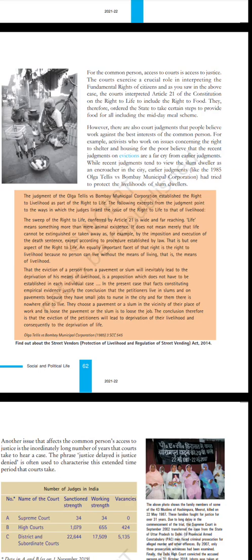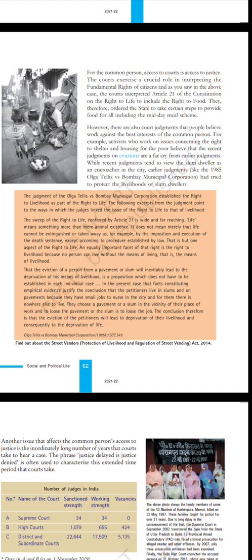That the eviction of a person from a pavement or slum will inevitably lead to the deprivation of his means of livelihood is a proposition which does not have to be established in each individual case. In the present case, the facts constituting empirical evidence justify the conclusion that the petitioners live in slums and on pavements because they have small jobs to nurse in the city, and for them there is nowhere else to live.